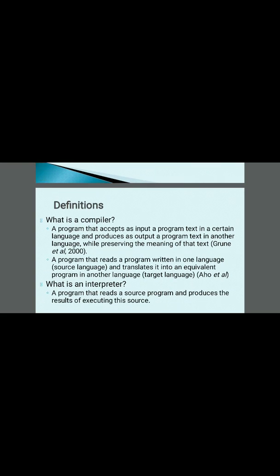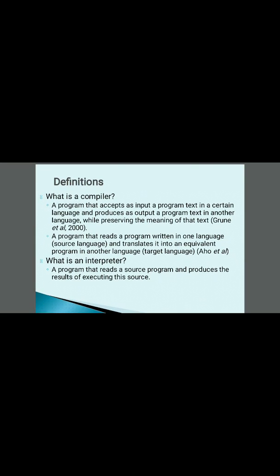Some are taken from two textbooks. The first one says that a compiler is a program that accepts as input a program text in a certain language. Here, a certain language means it should be a programming language, and it generates an output program text in another language while preserving the meaning of that text. It means that whatever the meaning of that program is, it is not going to be changed. You are going to preserve that. What you are expecting, the same thing is going to be performed by your compiler also.